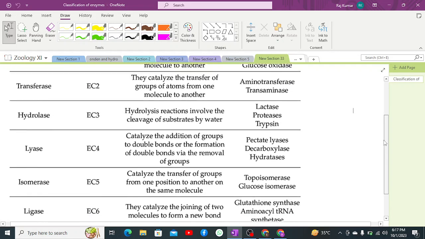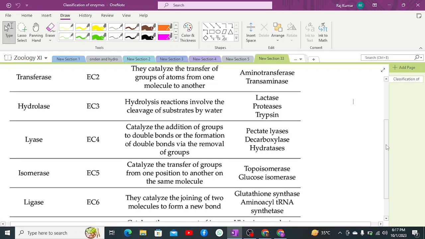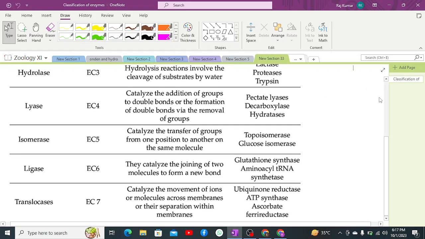we have hydrolase. Hydrolase enzymes undergo the process of hydrolysis in order to perform the cleavage of substrates by water, and that includes lactase, protease, trypsin. All of our digestive enzymes. Lyase involves all of the enzymes which catalyze the addition of groups to double bonds, or the formation of double bonds via the removal of groups, without hydrolysis, which includes pectate lyase, decarboxylase, hydratase.